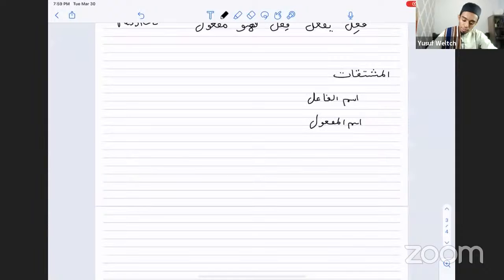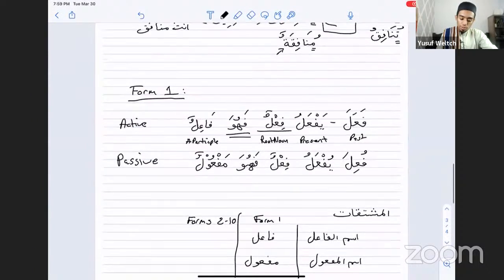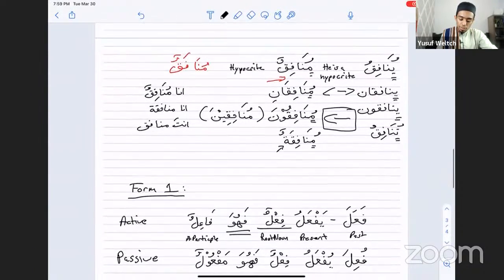How to make them in form 1, following the pattern of fa'ilun, and then maf'ulun. And then how to make them in forms 2 to 10, which is going to be according to the mudari'. So we're not going to write that out. This is just what we took from last week.